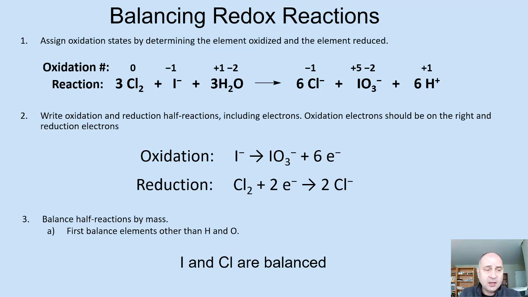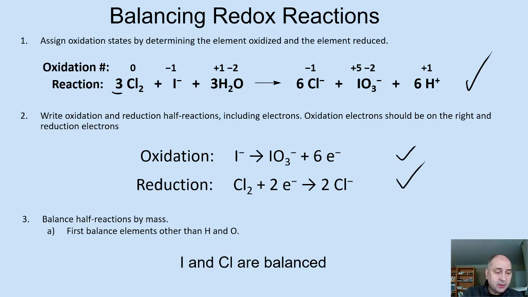So we've already done step 1, assign oxidation states by determining the element oxidized and the element reduced. This is already balanced here, but never mind, we'll get to that at the end. Either way, we've done this already. Check. We did the half reactions, we did oxidation and reduction. We wrote those down. Check.